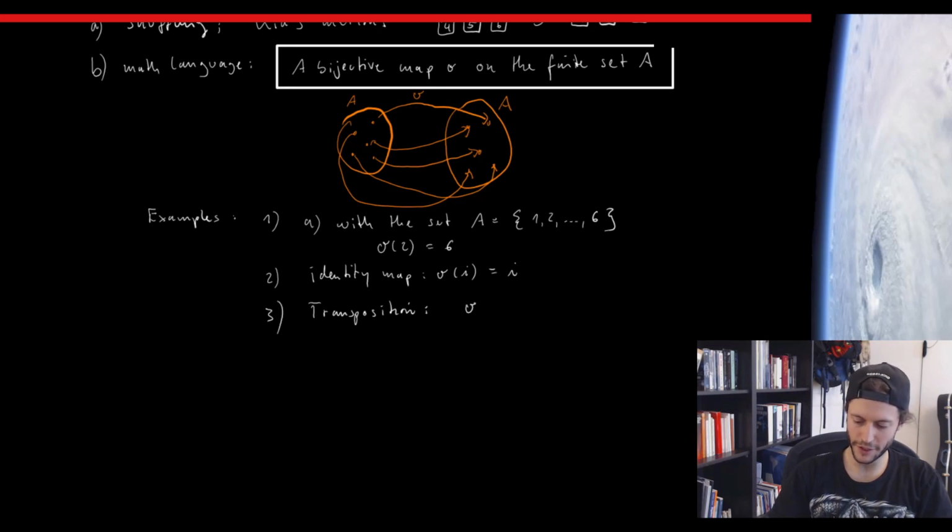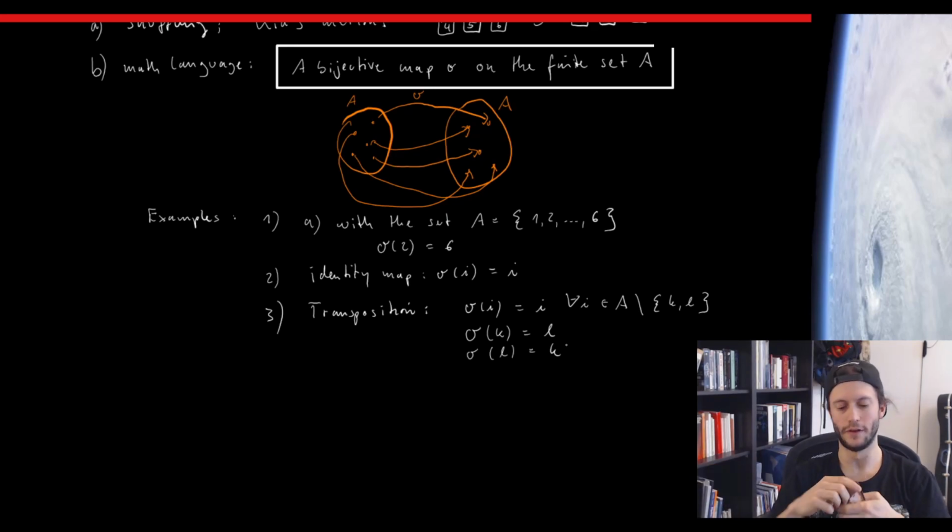So sigma is a transposition if it maps all elements onto themselves, for all i in A except 2 specific elements, let's say k and l. What do we do with them? Well, we switch them, we transpose them. So sigma of k is going to be l, and sigma of l is going to be k.